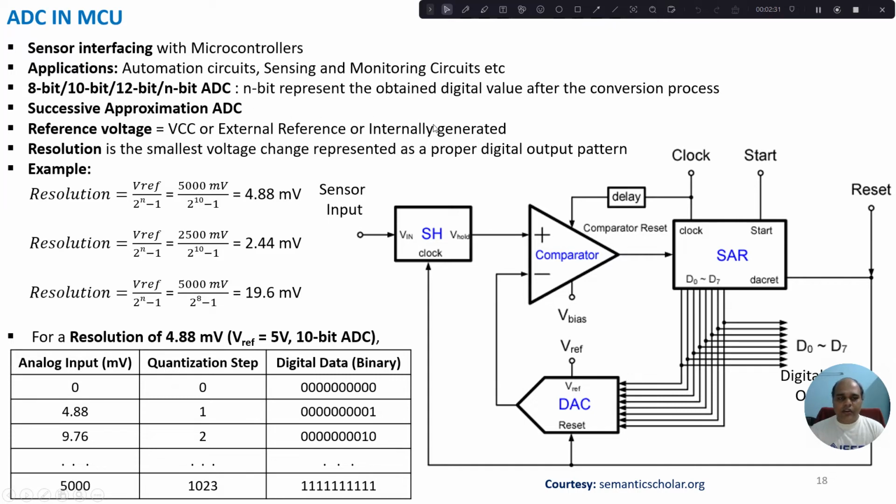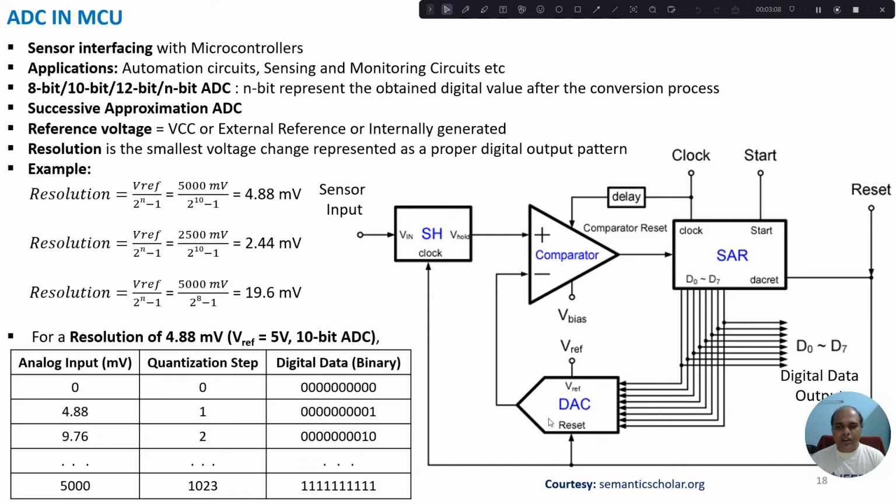Usually in a microcontroller, the ADCs are implemented using a successive approximation type ADC. Here I have shown a block diagram representation of a successive approximation ADC. It takes an input signal, the sensor input signal, and the first block is a sample and hold circuit. This analog value is sampled and retained for a certain time period. And this input voltage is compared with the voltage of the digital to analog converter.